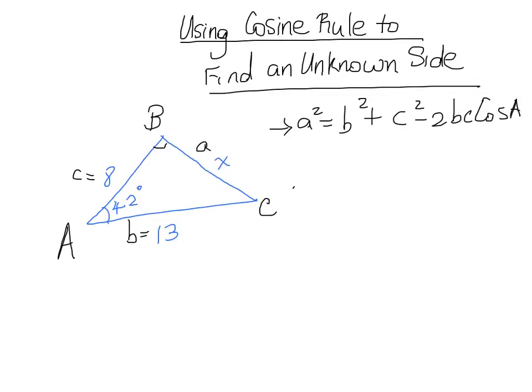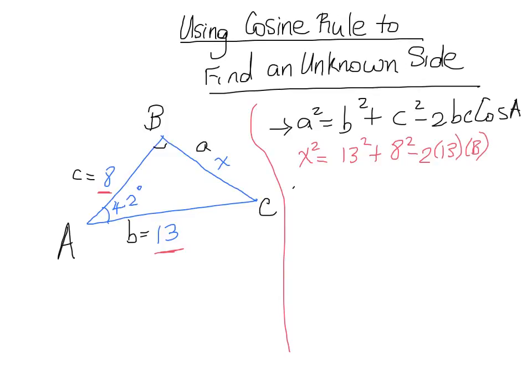So in this case, we are now able to plug into the formula. a squared, which we don't know, that's our x. So x squared is equal to b squared, which is 13 squared, plus c squared, which is 8 squared, minus 2 times 13 times 8 times the cosine of 42, because that is our A.